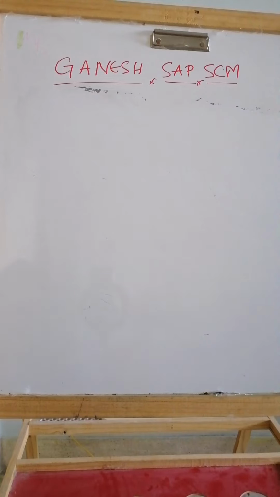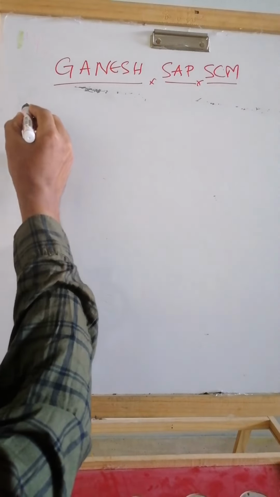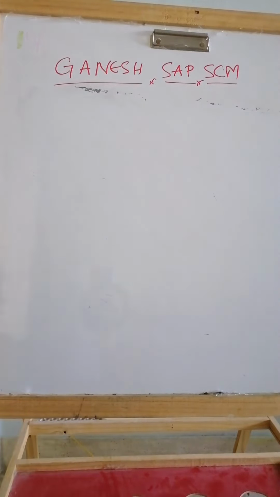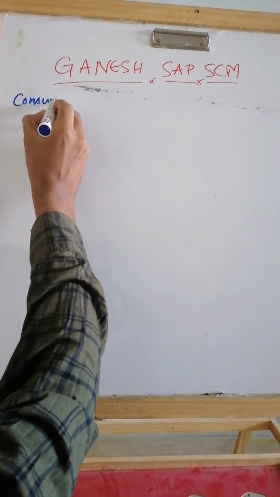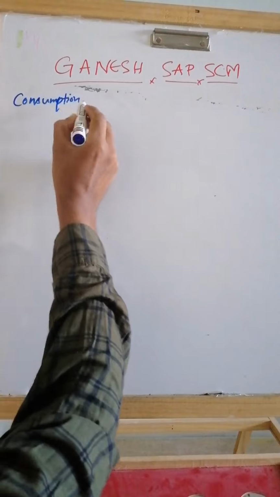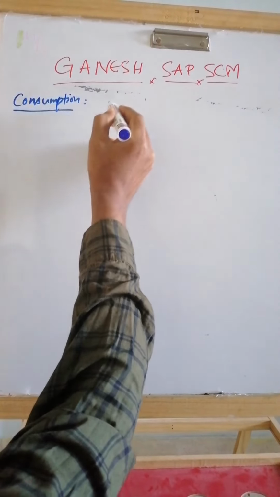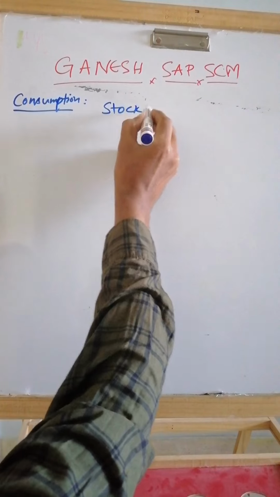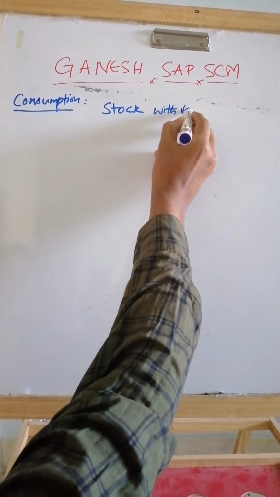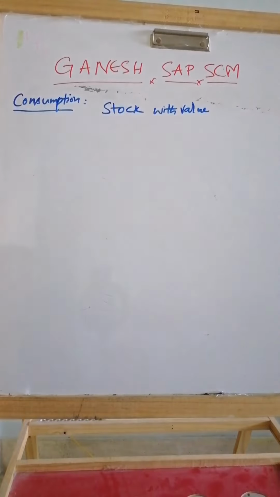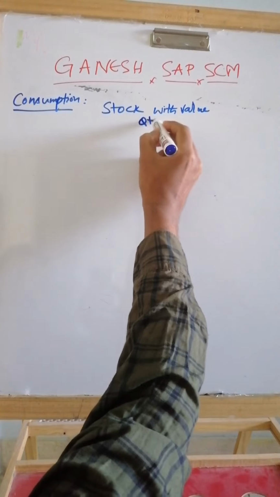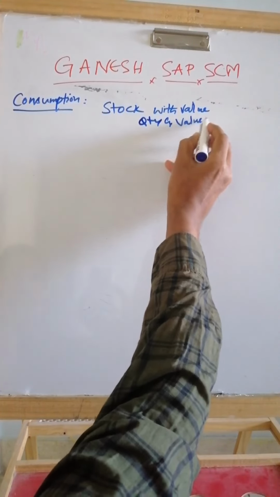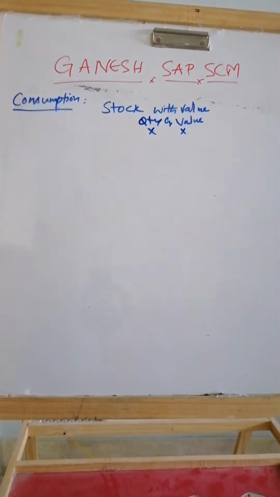When you talk about consumption based procurement, I will take a material related to stock material. It's consumption based, but I am taking stock with value. It means when you go to the OMS2 transaction where you define the material type, both quantity and value are having X and X.